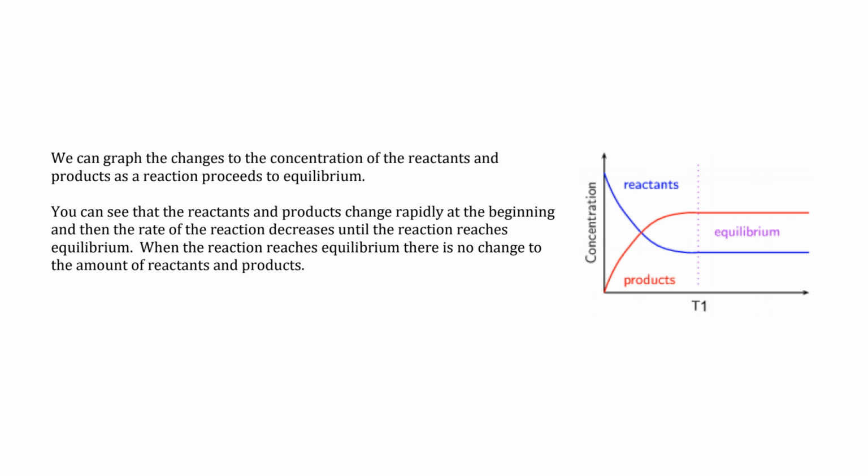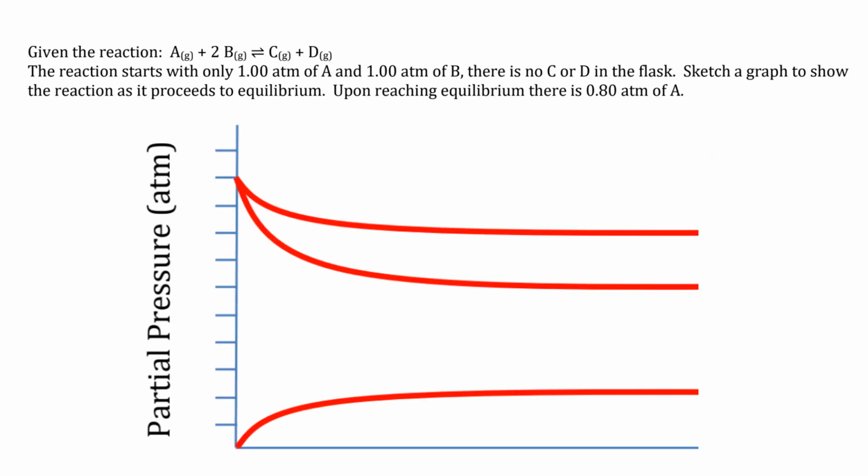One of the things you need to be able to do is graph and recognize the changes that reactants and products make when they reach equilibrium. And something to keep in mind when we do our examples is that the moles in the reaction impact how much is made of each one. So given the reaction, we have A gas plus 2 moles of B gas producing, in a reversible reaction, C gas plus D gas. The reaction starts with only 1 atmosphere of A and 1 atmosphere of B, and there is no C or D in the flask. Sketch a graph to show the reaction as it proceeds to equilibrium.